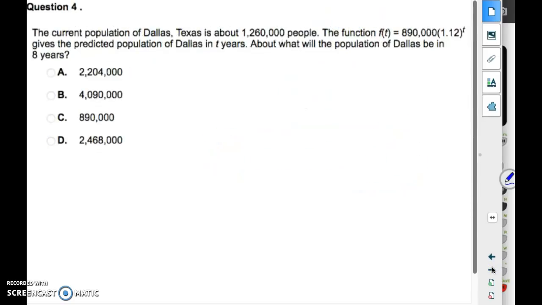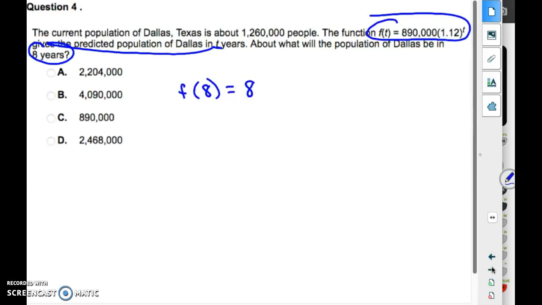In number 4, the current population of Dallas, Texas is about 1,260,000 people. This is a function. I love it when they give us the equation. It means it's going to be easy. That function gives the predicted population in T years. About what will the population be in 8 years? Well, 8 is T. All they're asking us to do is plug in 8 for T and see what we get.